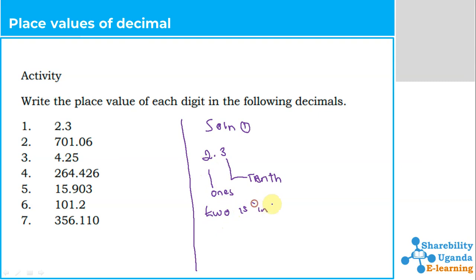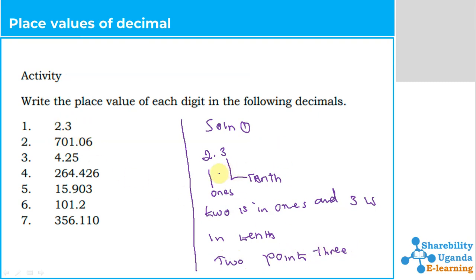So we can now say that our 2 is in ones, and our 3 is in tenths. Okay, so now here we can write that is 2.3. In English, you can write our 2.3. Okay, so that is how we can work out our number 1.